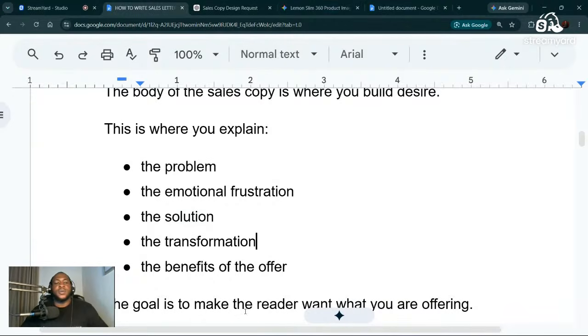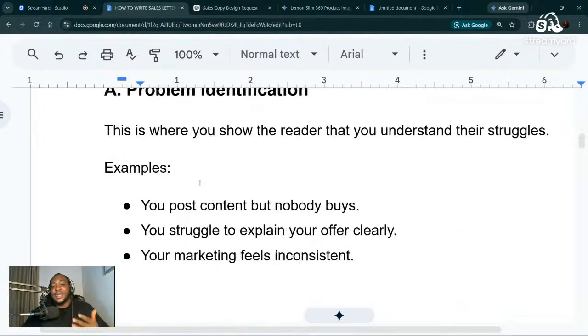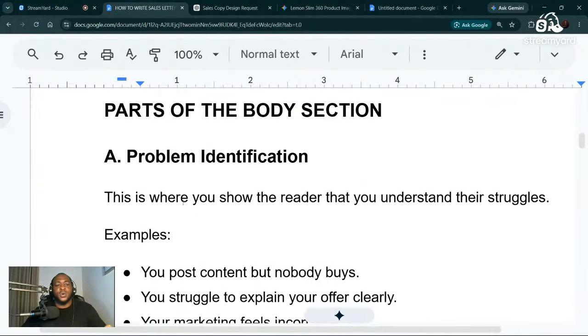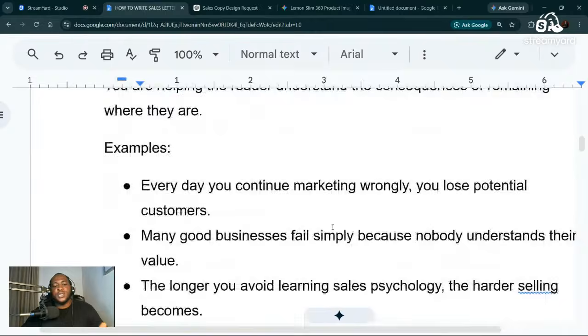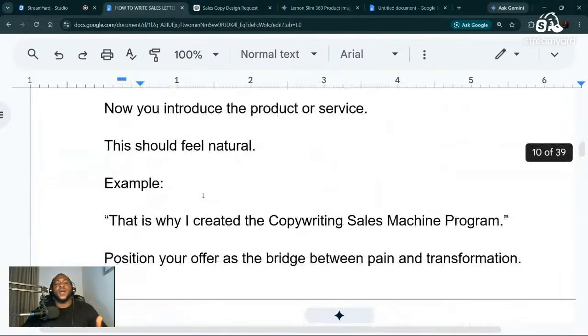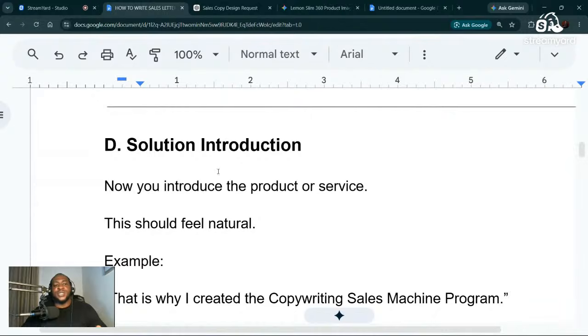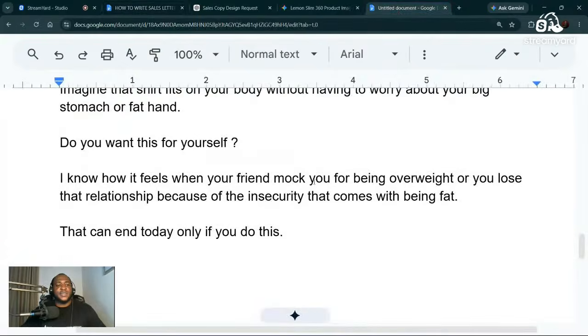So right now, the next thing is problem identification. We've already done that. And in this book, I told you guys how to do all those things. So number 2, agitation. This means increasing the weight of the emotional problem. Number 3, desire building. We've already done that. So where we are right now is D. Now is the time for us to introduce the word solution. So you can now see, how do you introduce it? That is why I created the word XYZ program. You understand? So now let's see where we are right now.